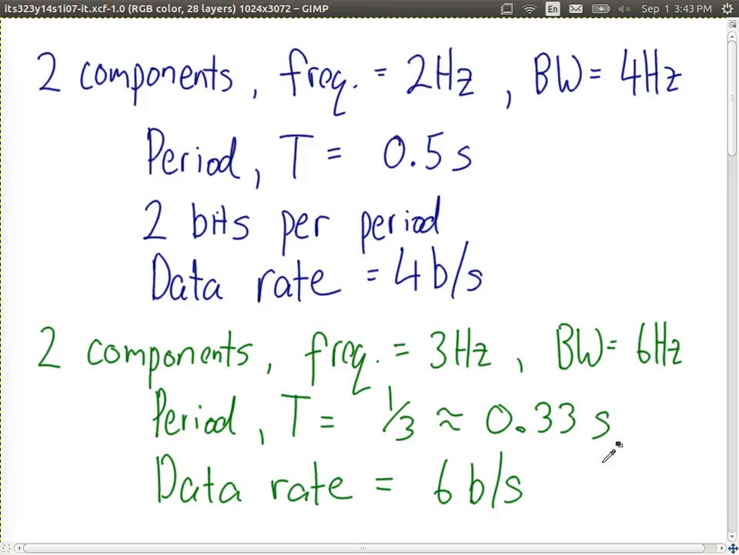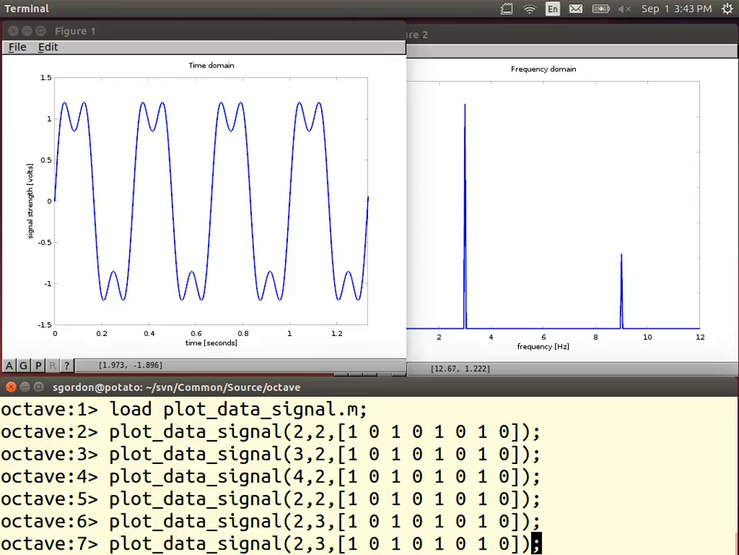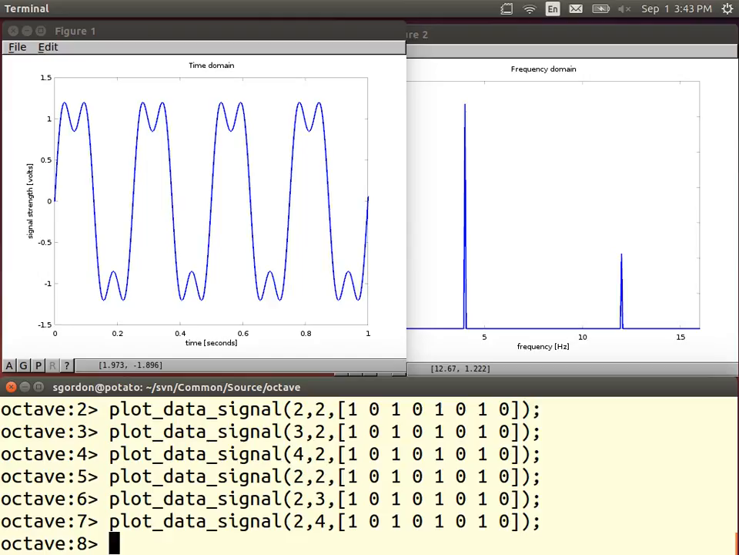Let's try another one. We'll start to see some pattern. Let's increase the frequency to 4 hertz. Frequency's 4 hertz. Bandwidth goes from 4 up until 12, which is 8 hertz. Bandwidth is 8 hertz. Data rate? How many bits per second?